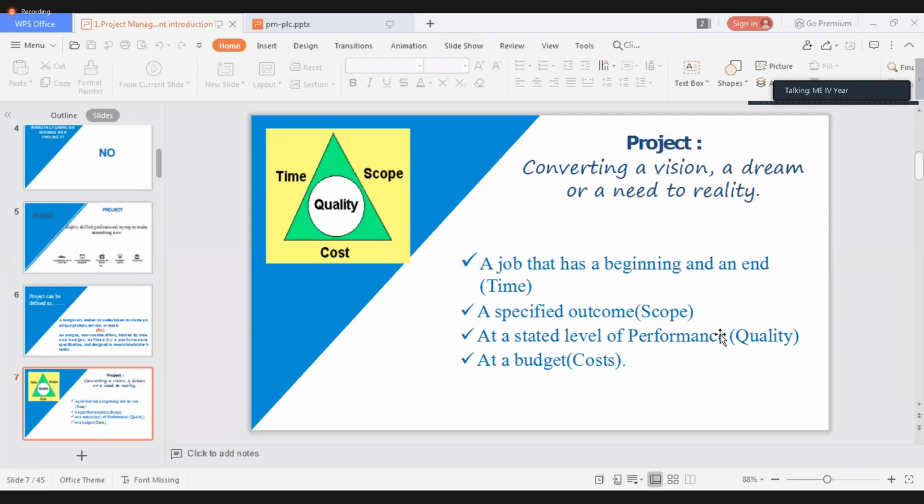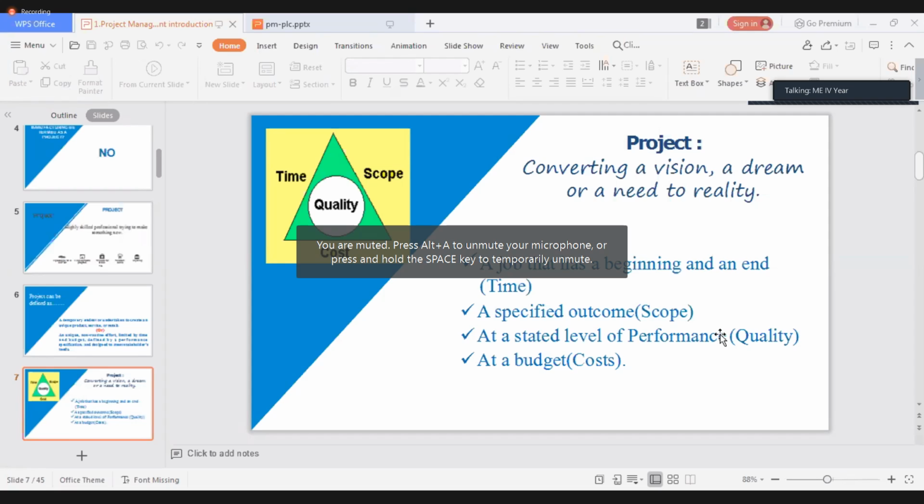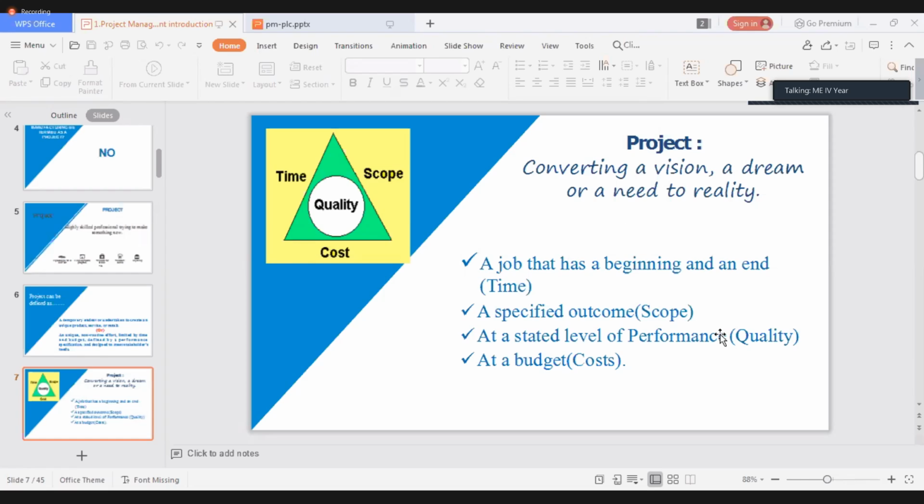So this triangle you should remember forever. Time is the schedule. Scope is what we are doing, the specification. What we are making, building a dam, all the details in the document is called scope. Then definitely the budget. Cost means budget. All three are linked with the quality. Quality specifications, quality of spending money.